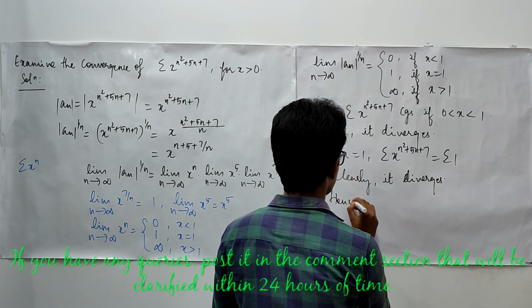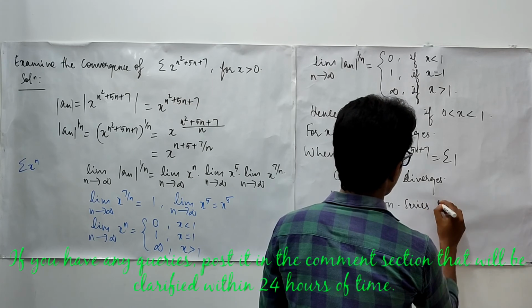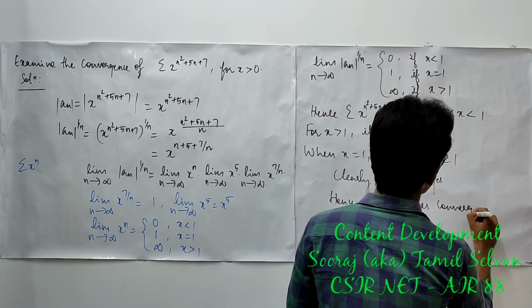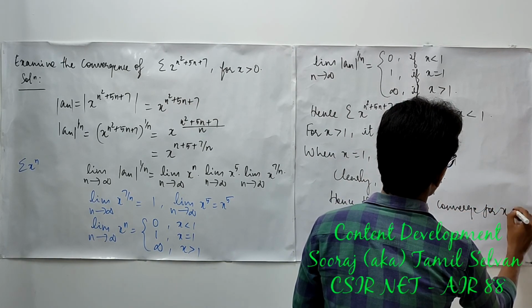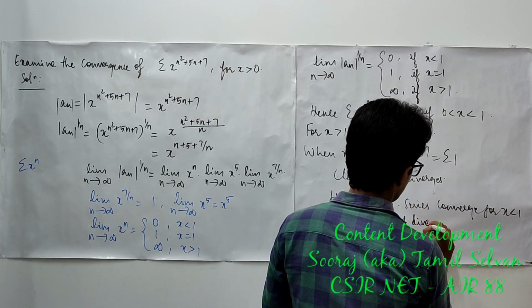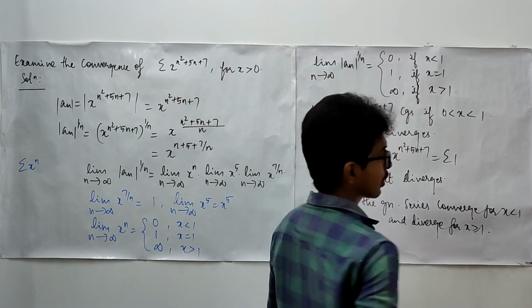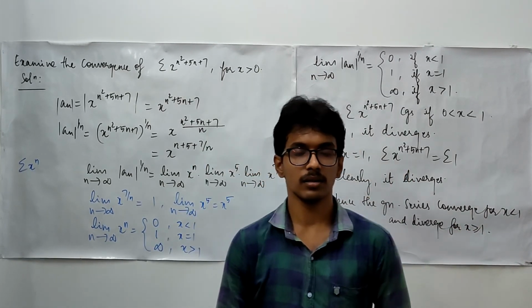Hence, the given series converges for x smaller than 1, and diverges for x bigger than or equal to 1. And this completes the problem.